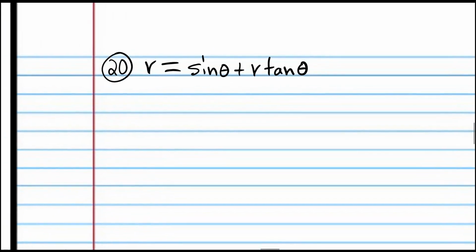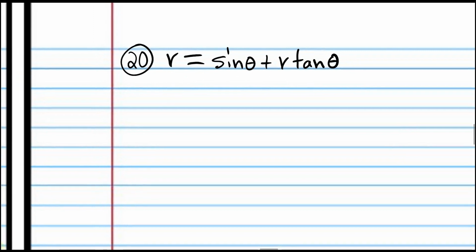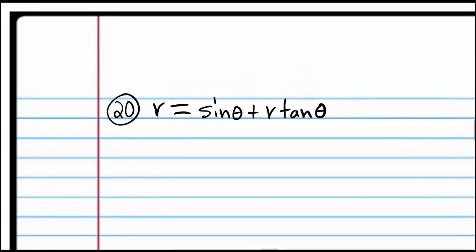Now, this is an equation in polar form because we have r's and thetas. We want to convert so that the variables are x's and y's. Again, we have r's and thetas. We want to convert the equation so that we only have x's and y's. Now, notice we have an r here instead of an r squared.